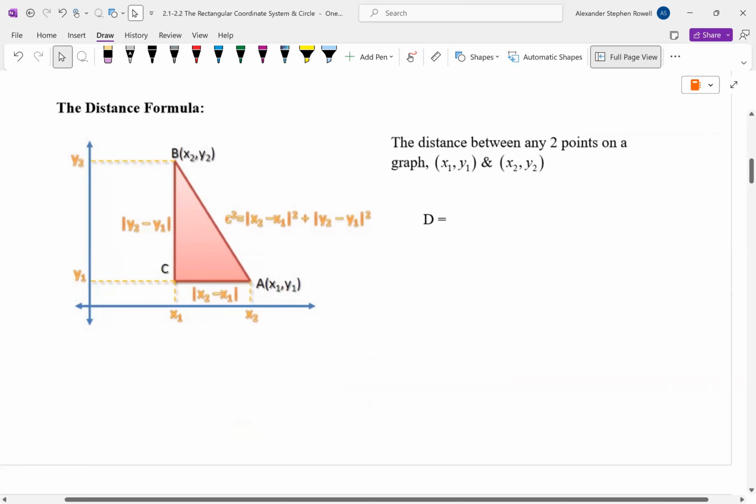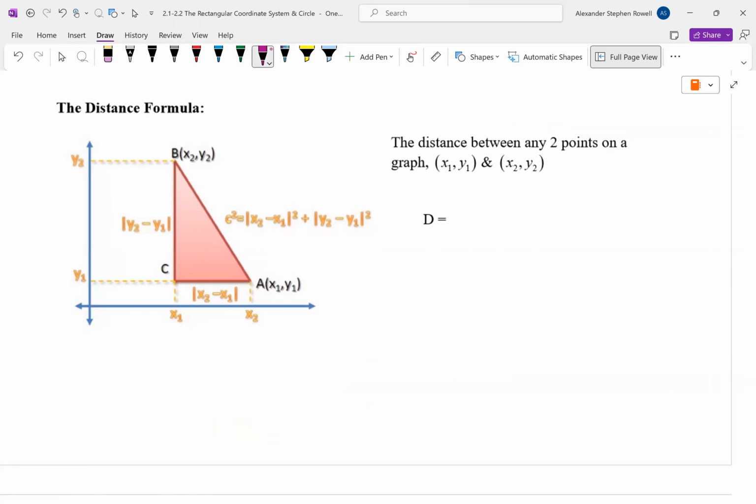How do you find the distance between any two ordered pairs? If I have two ordered pairs, let's call them A and B, the distance between A and B would be the length of this line. Are we okay with that? Okay, this line, it turns out if we go straight down from B and we go straight down from A, we have a change in x distance.